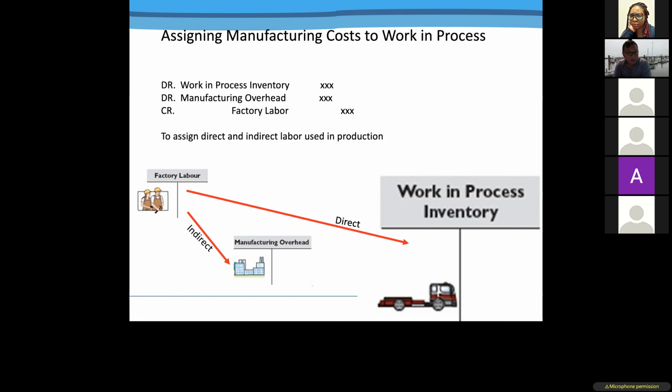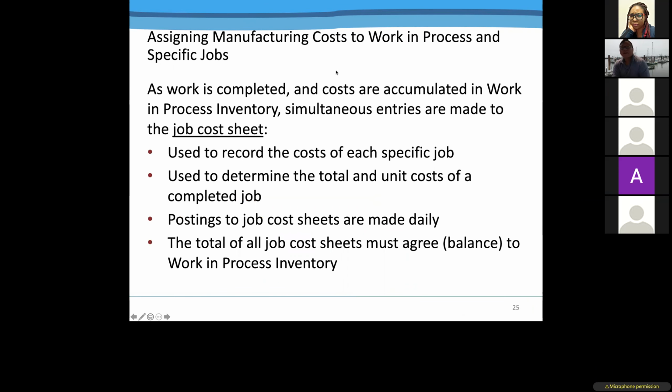So, oops, what happened here? Okay. So now let's talk about the assignment of the manufacturing cost to work in process. We are talking about the job cost sheet. Okay. Job cost sheet. So maybe just give me 1 second.